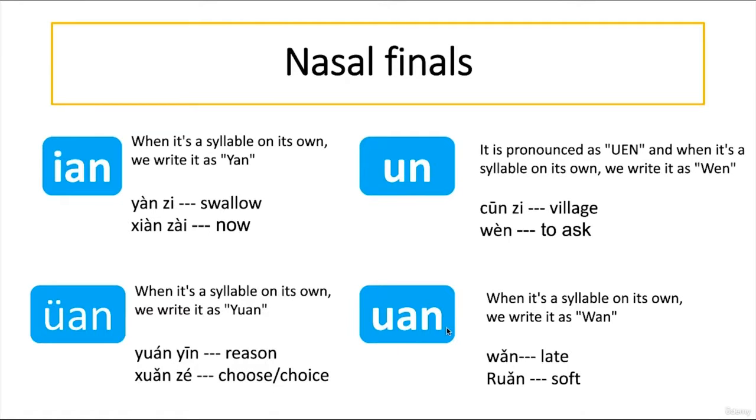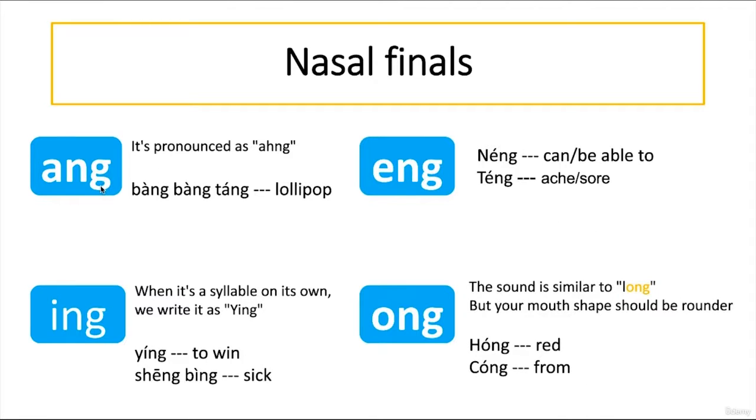The next one, wan. Read it after me. Wan. Remember, the first sound is oo, like food, but your lips should be rounder. Ooh, wan. So when it's on its own, we write it as wan. For example, 晚 means late. 软 means soft.